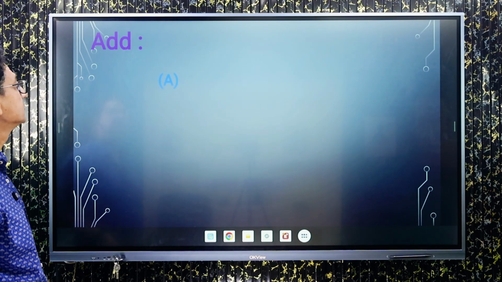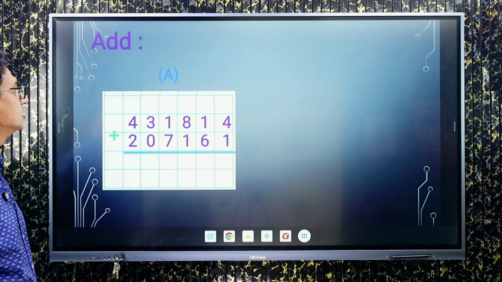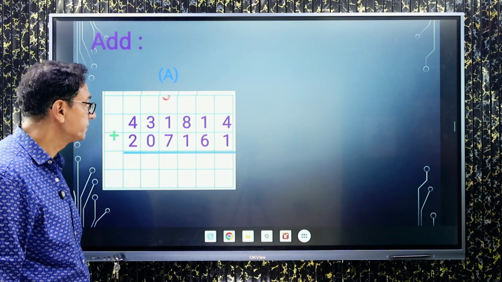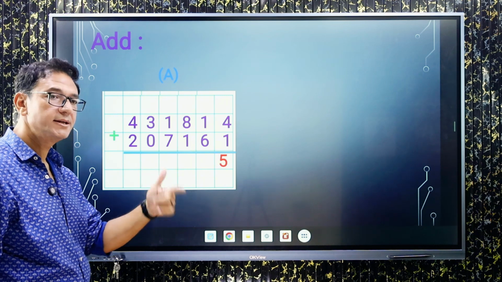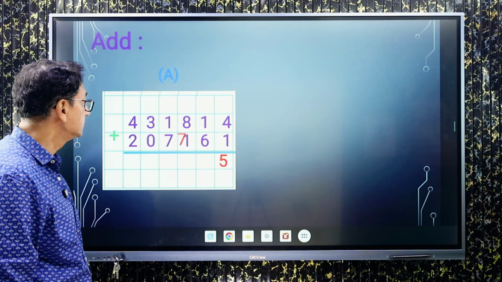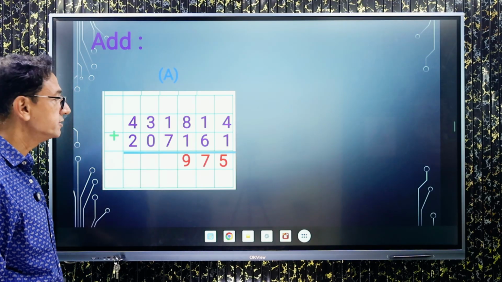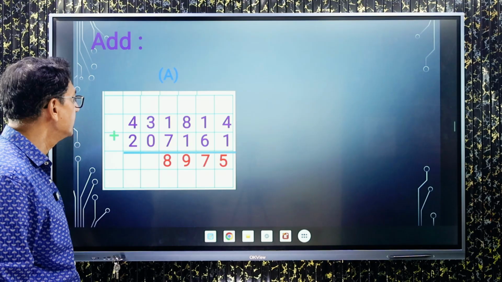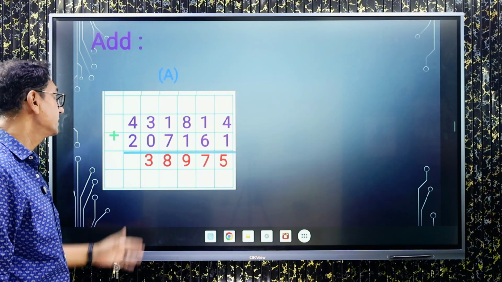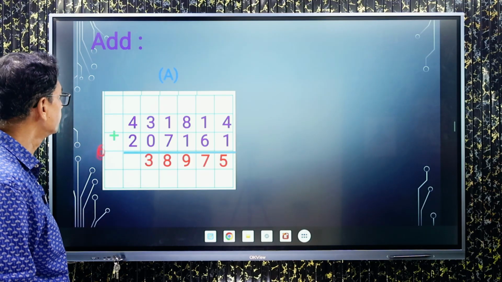Now add A. 4 plus 1. This is easy. 4 plus 1 equals 5. Yes. Try to solve with me. 1 plus 6 equals 7. 8 plus 1 equals, yes, 9. 1 plus 7, 8. 3 plus 0 equals 3. It means 3 plus nothing. So 3 is still as we have. 4 plus 2 equals 6.